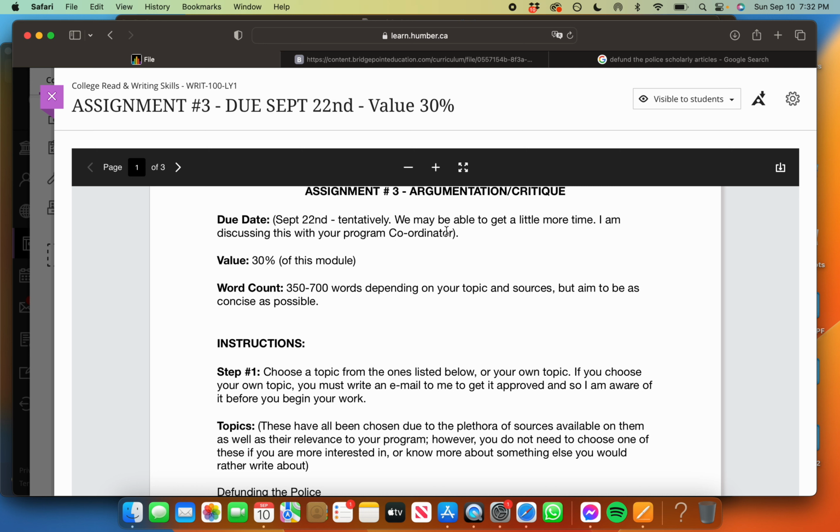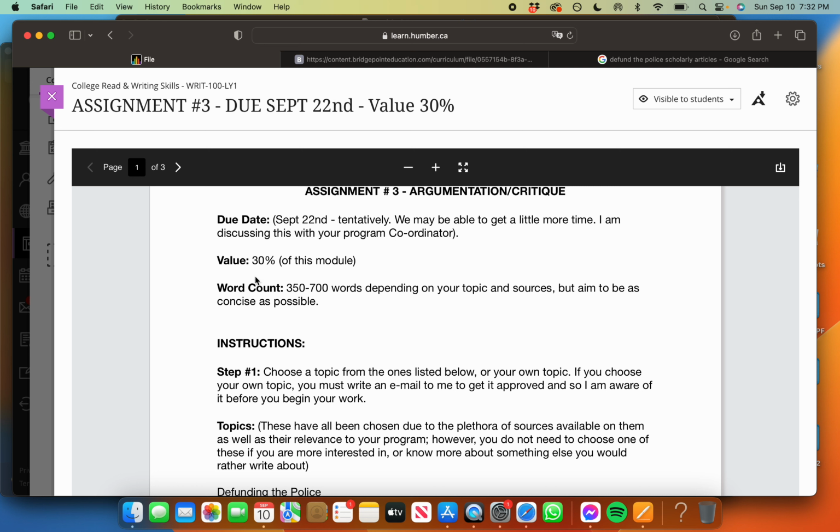If you need more time than the 25th, then it's probably going to need to be supported by some kind of a letter or some kind of documentation that indicates illness or an accommodation or something like that. So with that said, if you have any accommodations, please send them in, make sure that I know, make sure that you make me aware, and I'm happy to support.